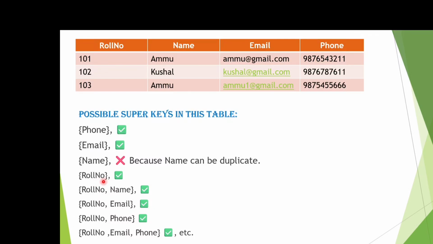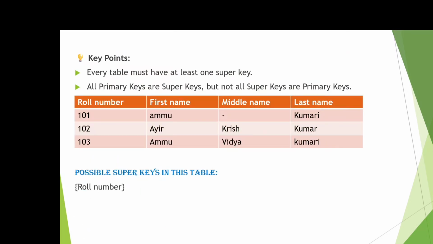Once we find this roll number, a combination of it with the previously found super keys can also be a super key. Consider roll number and email, roll number and phone, roll number, email, phone. These are all possible super keys of the table. Key points to remember: every table must have at least one super key.